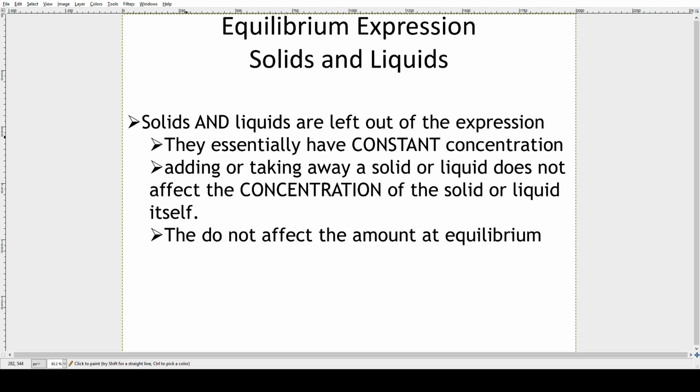Okay, so I just ranted about this. Solids and liquids are left out. Do not include solids and liquids. That's a very common mistake that people accidentally make. They essentially have constant concentration. You can't change it. You can't affect the concentration of a solid or liquid. They do not affect the amount at equilibrium.